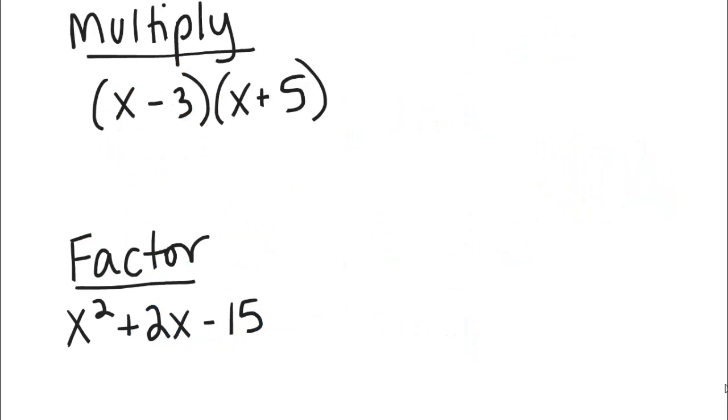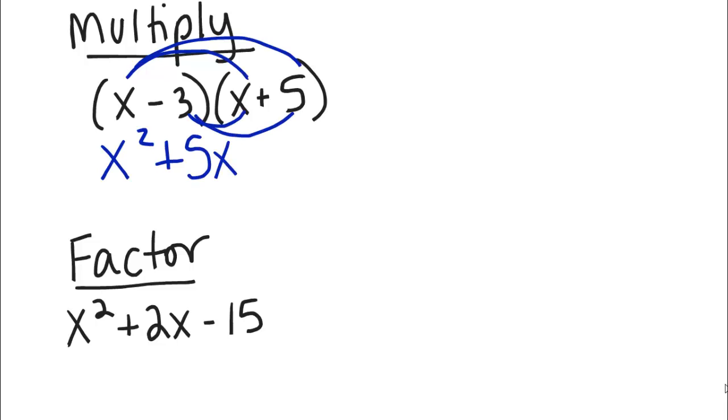Let's switch gears a little bit. Here, let's multiply these two binomials, x minus 3 and x plus 5. You should remember how to multiply two binomials. We just have to really double distribute. We have to multiply this x with both of these terms and multiply the negative 3 with both of these terms.